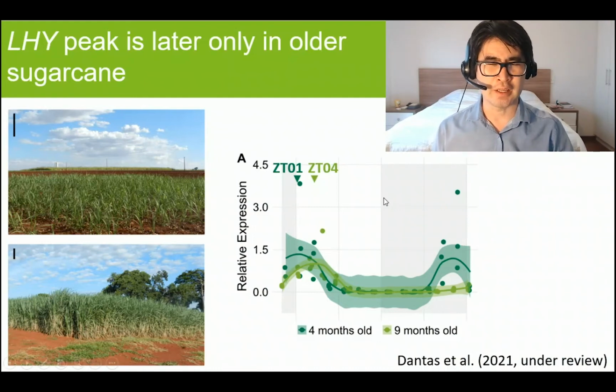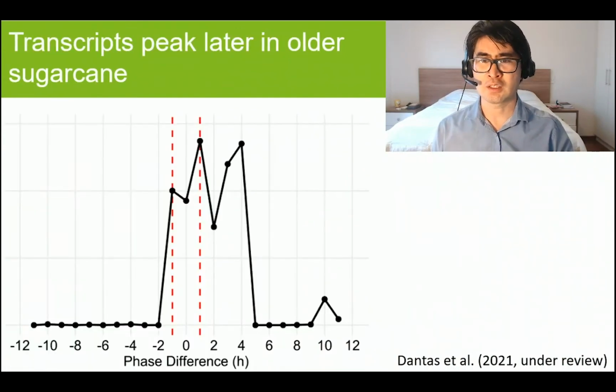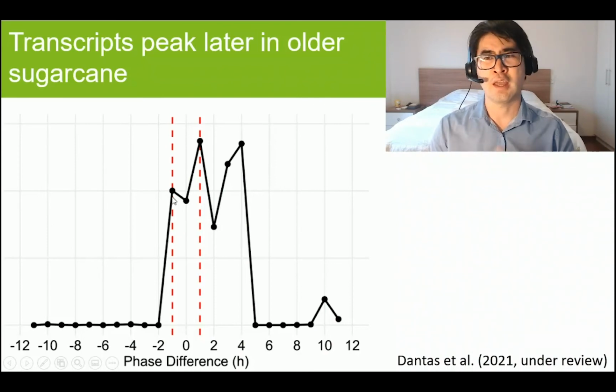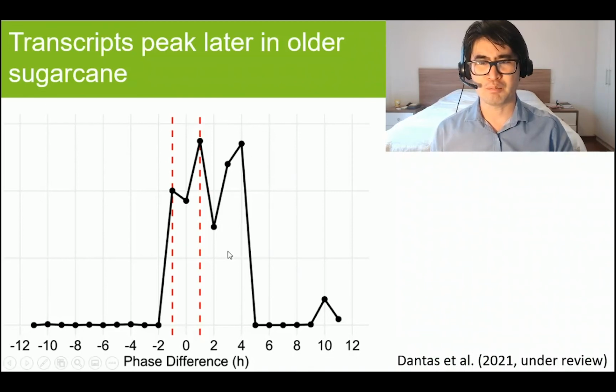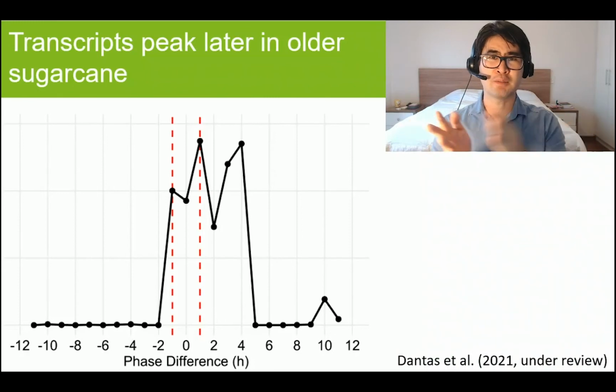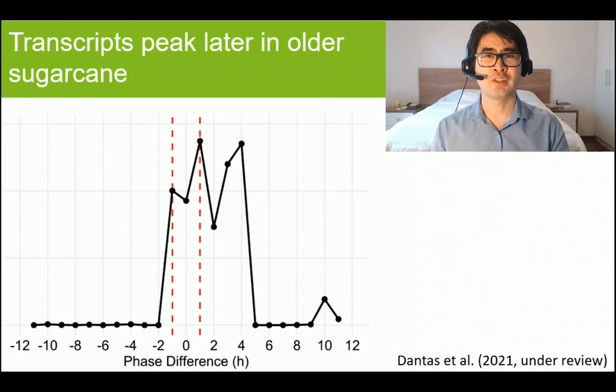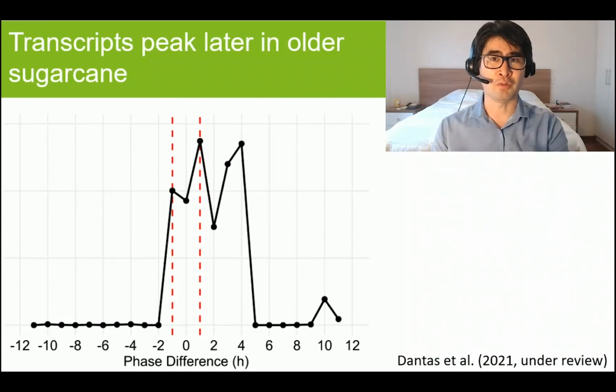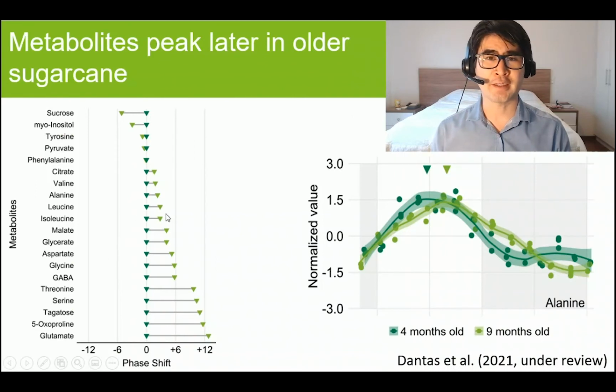So LHY peaked later, and we wanted to know if other rhythms in the 9 month old sugarcane are also later. So we did oligoarrays on the 4 month old and the 9 month old sugarcane, and about half of the transcripts in the 9 month old plants have a phase that's 2 to 6 hours later compared to the 4 month old plants. So it's not only LHY that peaks later, but more than half of the transcripts of the 9 month old plants are peaking later compared to the 4 month old sugarcane. And this also affects the metabolite rhythms in those plants.